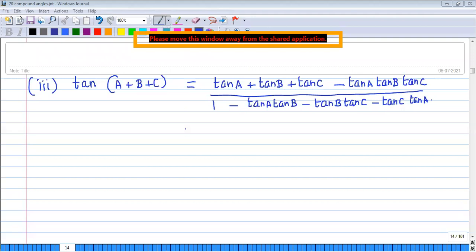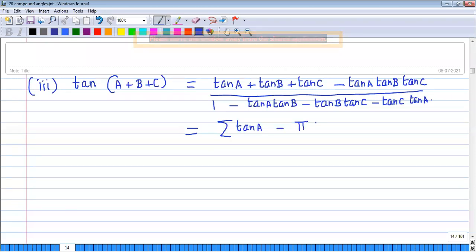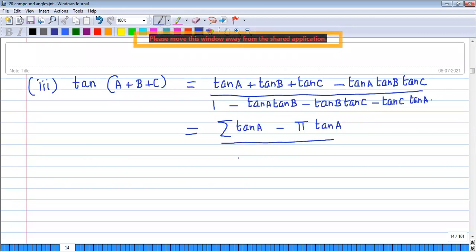So this can be written in a very simple manner. Instead of saying tan a plus tan b plus tan c, we can say sigma tan a. Sigma means summation. Pi means multiplication, that is cyclic multiplication, so instead of tan a tan b tan c, write pi tan a. And one more interesting thing: if you take minus common, 1 minus tan a tan b plus tan b tan c plus tan c tan a, we can write sigma tan a tan b. And one more way also we can remember.